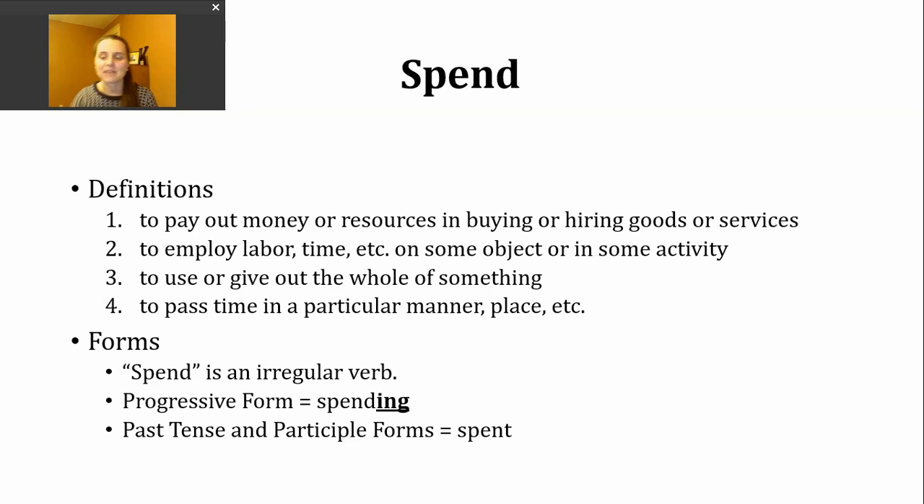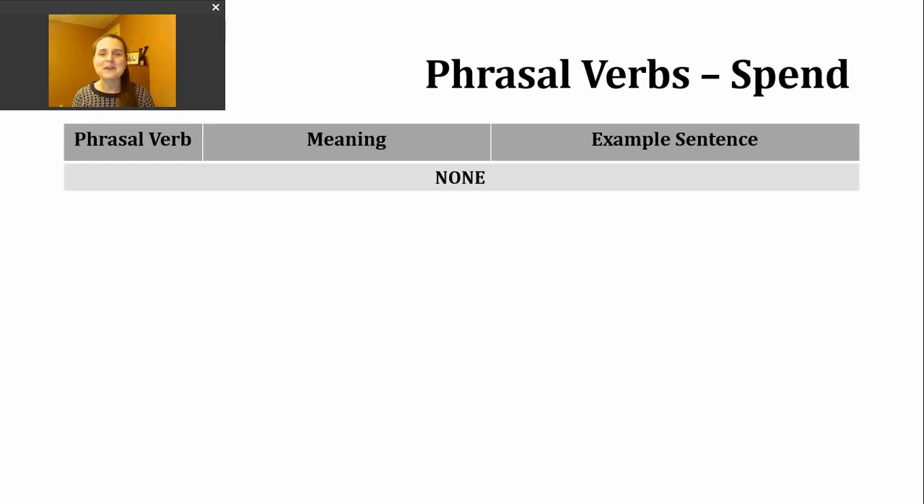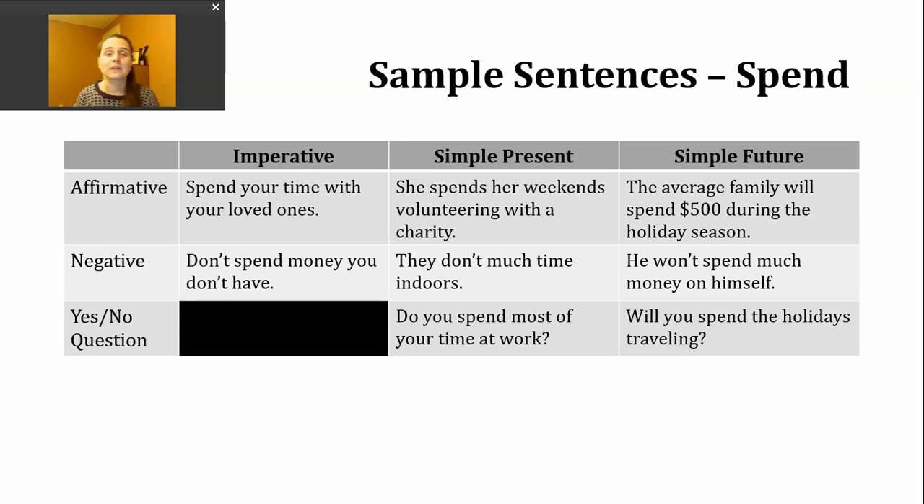Spent. You'll be happy to know that I don't have any additional phrasal verbs or meanings for us to look at today, so that's going to allow us to move on and do some other verb tense practice with our verb spend. Today we're going to take a look at the imperative, which again means a command. We'll practice using spend in the simple present, and we'll practice using it in the simple future.